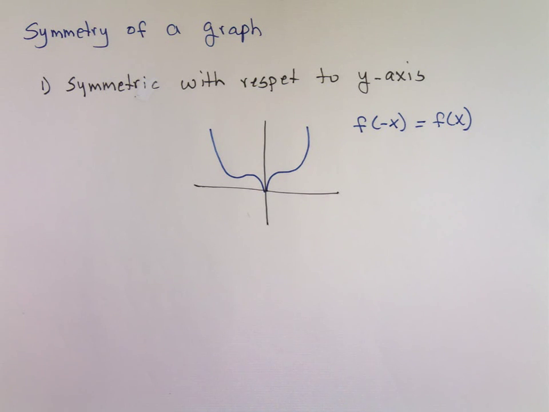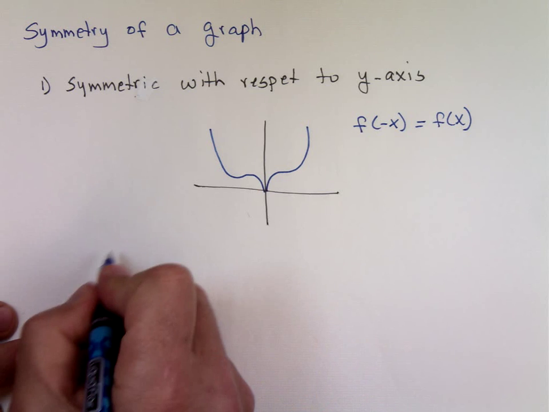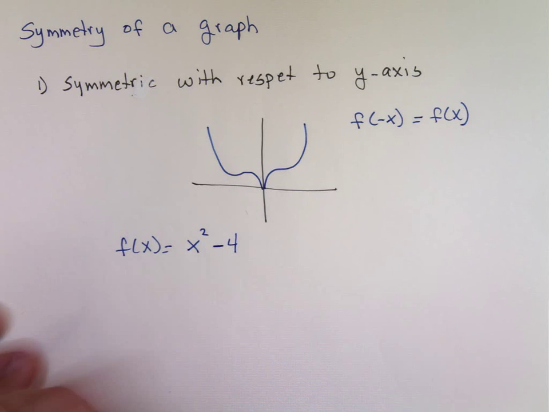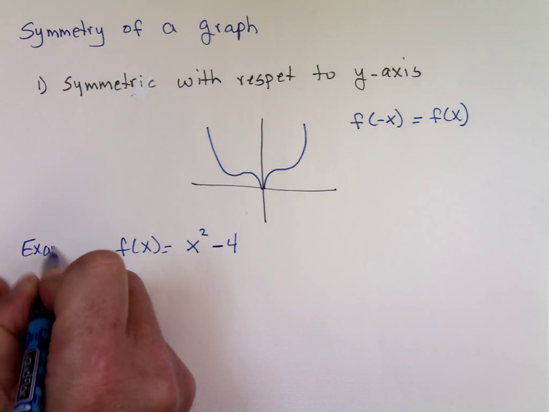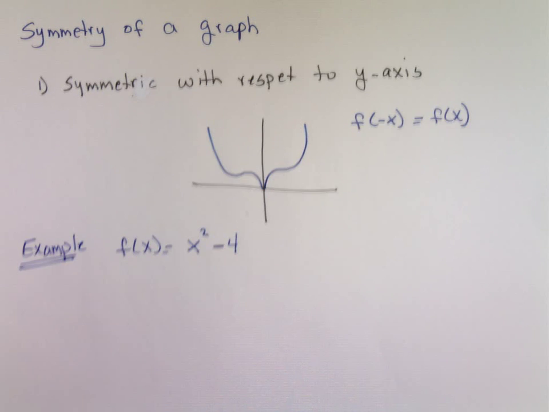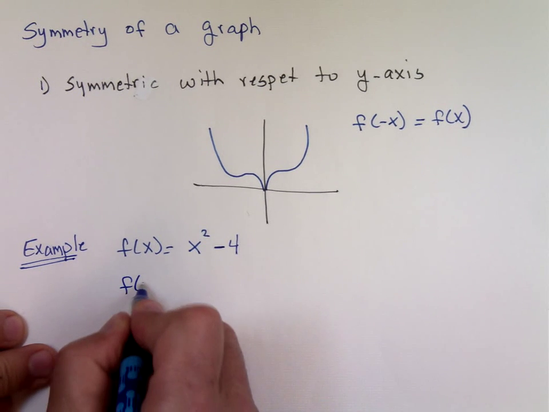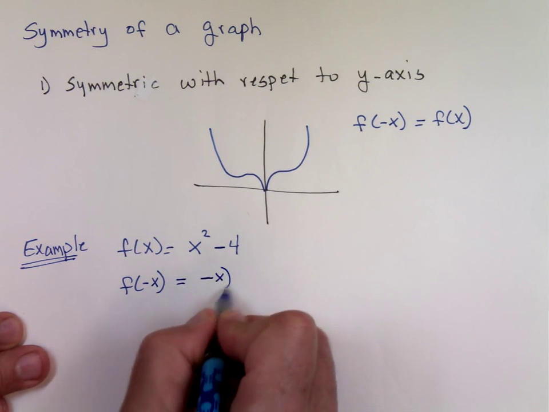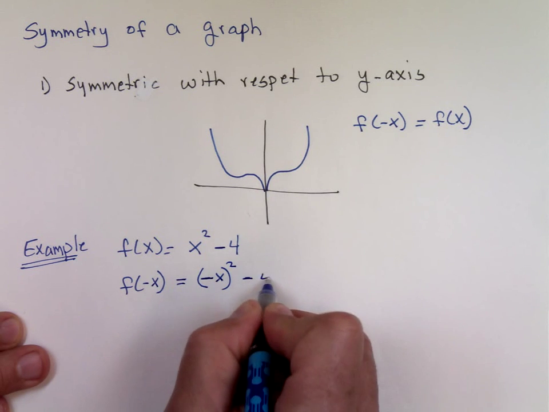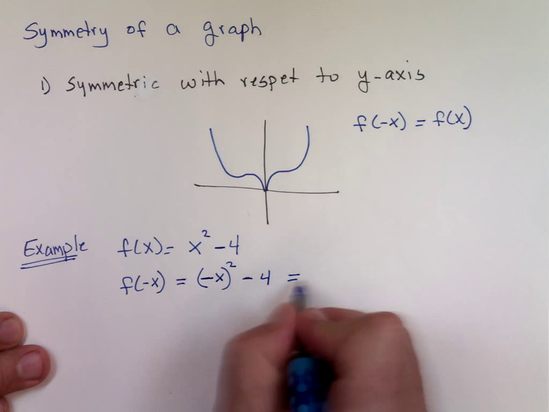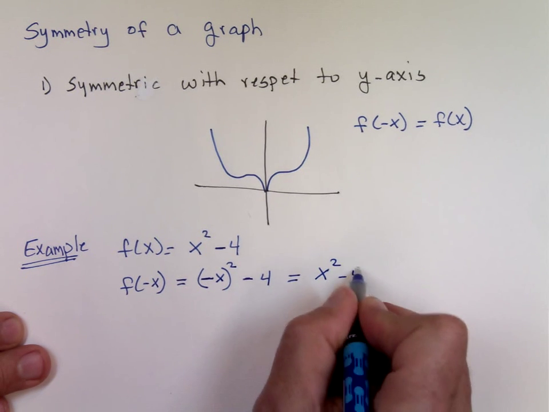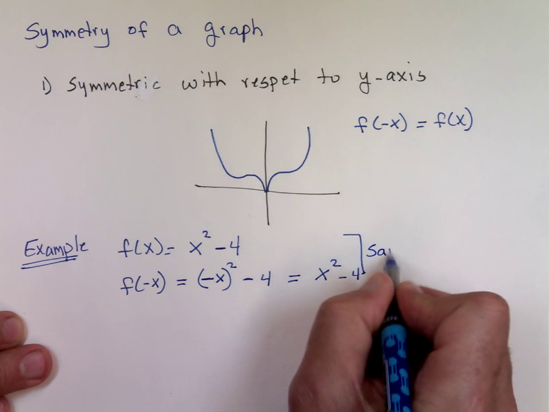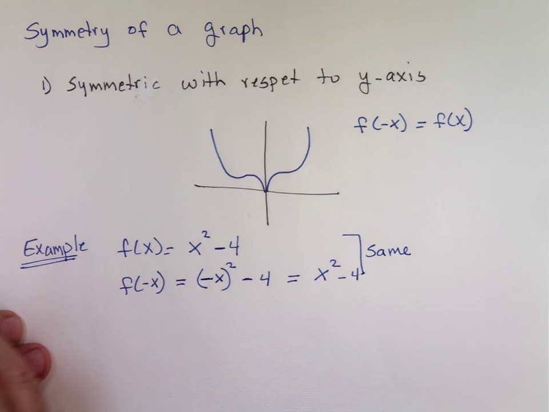An example, f of x equals x squared minus 4. What is f of negative x? Replace x with negative x, which ends up being what? X squared minus 4. Is this the same? They are the same. So is this symmetric with respect to the y-axis? Yes.